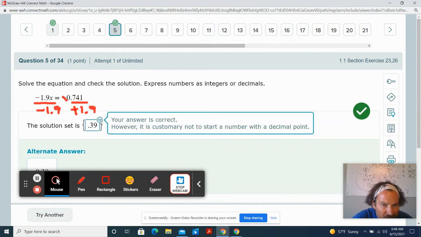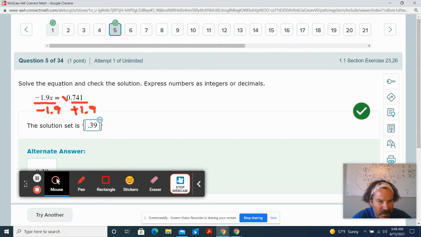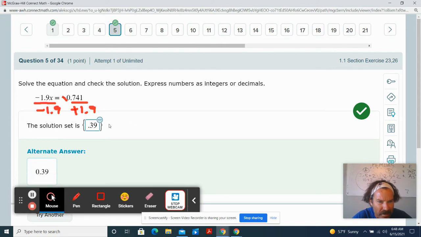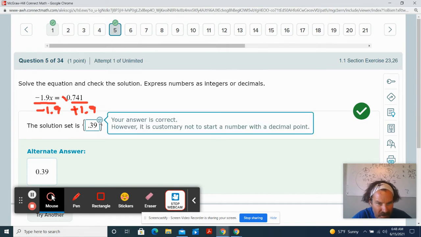What are these little three dots here? Let me hover over this and see what it means. It says your answer is correct. However, it is customary not to start a number with a decimal point. I don't think you need to worry about that. It says the answer is correct. Oh, here's the alternate answer: 0.39. That's the same as .39. So don't really worry about that little three dot thing if you get that.